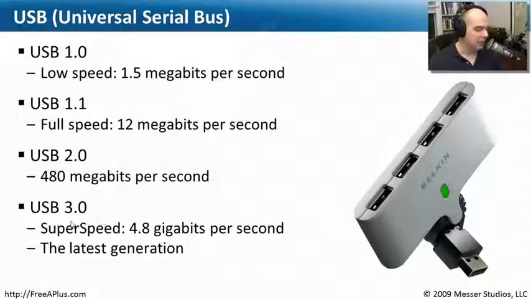Coming soon, and we're starting to see these slowly rolled out as the specification is finished, is USB 3.0. This is going to run at what we call super speed. That is the official speed of USB 3.0, which runs at a blindingly fast 4.8 gigabits per second.